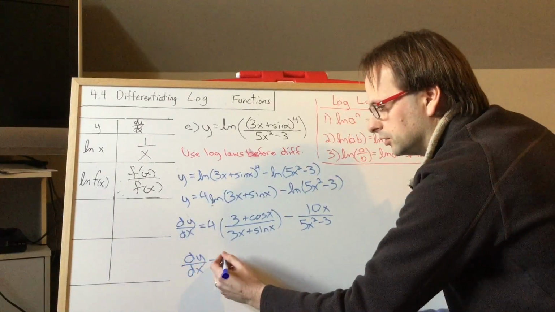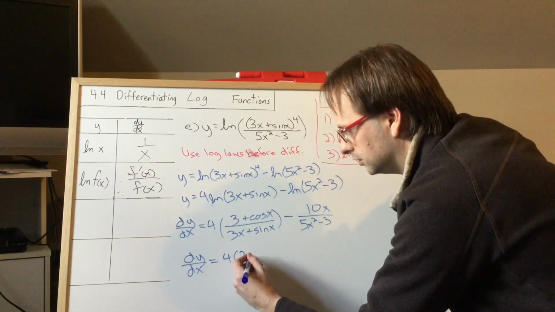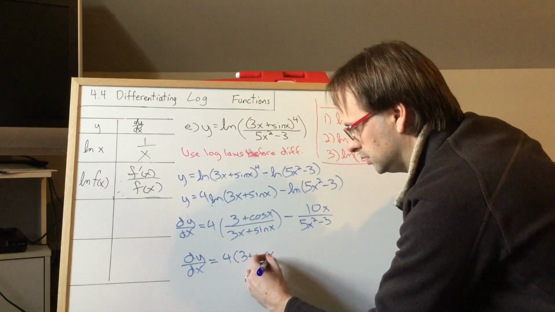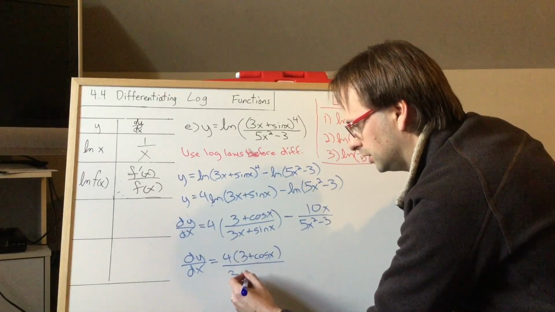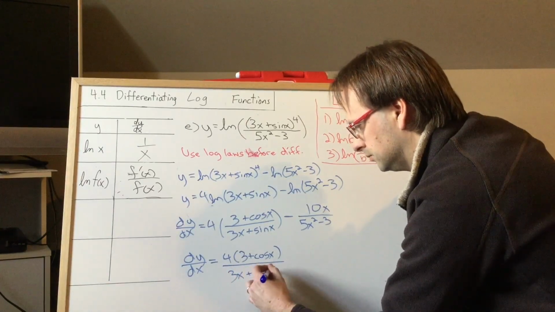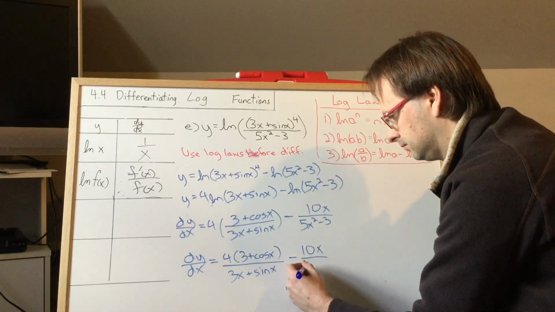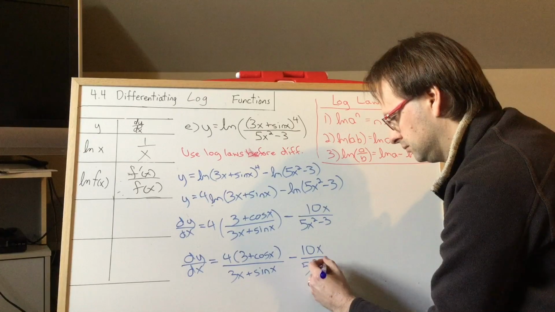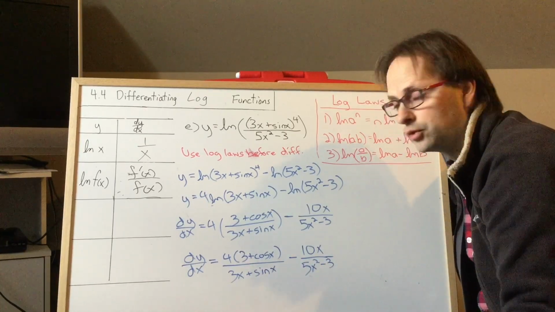Okay, so putting it all together, this is 4 over 3 plus cos x, all over 3x plus sine x, minus 10x. And there's a correct expression for our derivative.